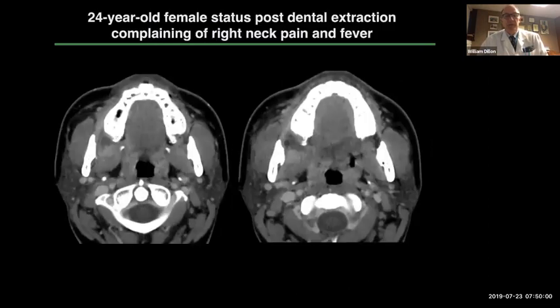Here's another one on the other side, post-dental extraction, complaining of right neck pain. And here you see the infection right here and a bit of masticator space muscle edema.